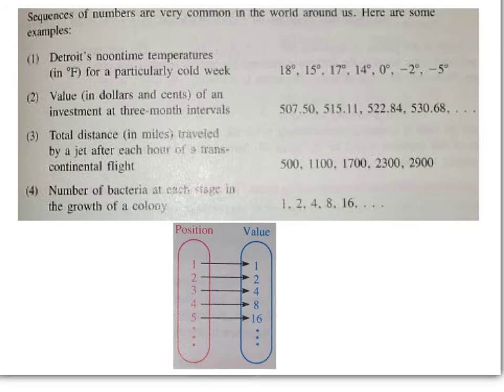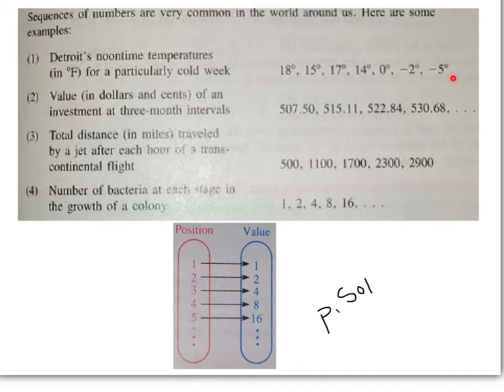The two images that you see here are actually in your textbook. You can find them on page 501. And they just show different types of sequences that can occur in the real world. Daily temperatures are a sequence. If we have values of investments, that's a sequence. Distance traveled per hour, bacteria growth at different stages. What you can notice is that sometimes there's absolutely no pattern whatsoever.